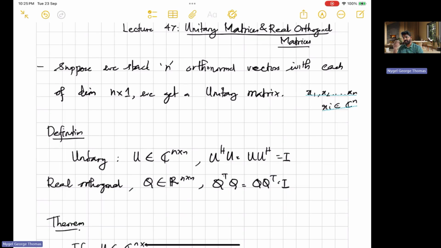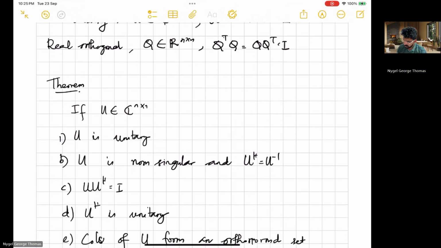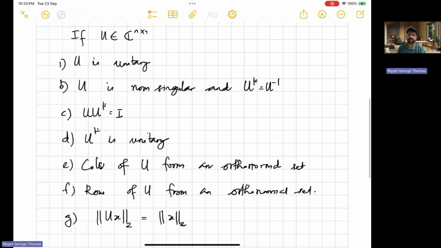Why? Because of orthogonality. Only for the same index, you'll get 1, and for all others it'll be 0, because they're all mutually orthogonal to each other. And if the values are real, then you get Q transpose Q is equal to I. Some distinction you have. So all these terms are actually equivalent.